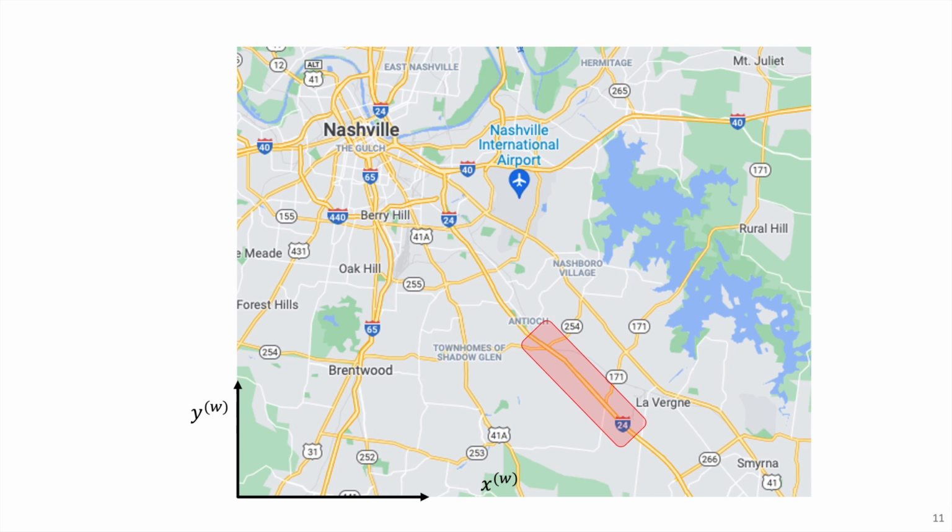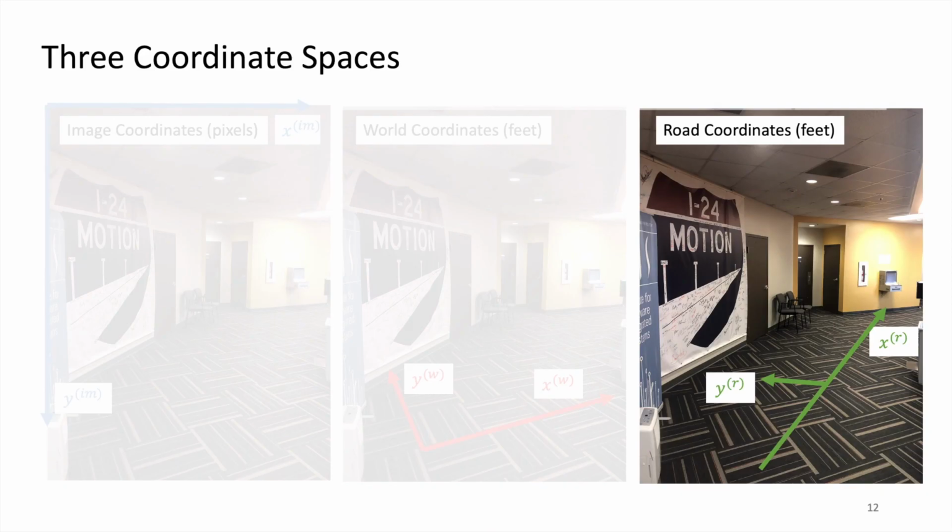So we want to define a third coordinate system, which we're calling the roadway coordinate system, where the primary axis is directly aligned with the direction of travel along the roadway, and the secondary axis is always perpendicular. Now, because our road is not a straight line, our primary axis is not going to be a straight line. It's going to be a curve. We're using a spline to represent that curve.